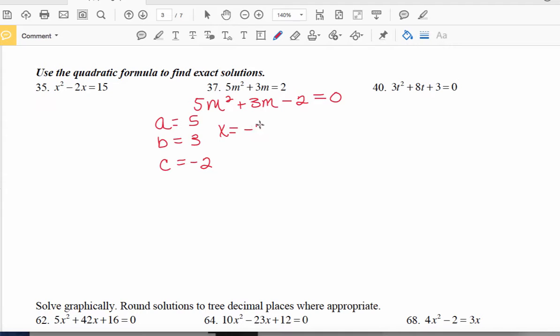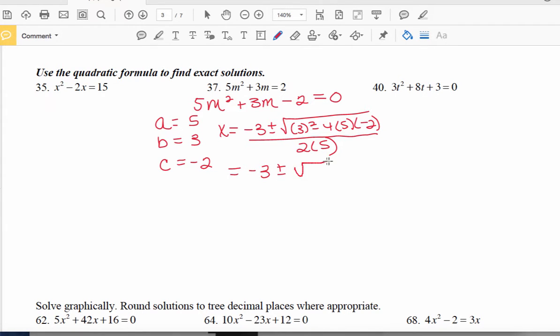x equals negative b plus or minus the square root of b squared minus 4ac all over 2a. All right, we got negative 3 plus or minus the square root of 9. Then we have negative 4 times 5 times negative 2. A negative times a negative means that whole expression is going to be positive, and 4 times 5 is 20. 20 times 2 is 40. Oh, I think I picked an easy one.